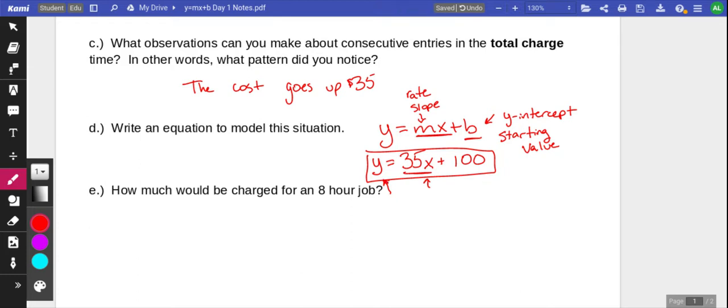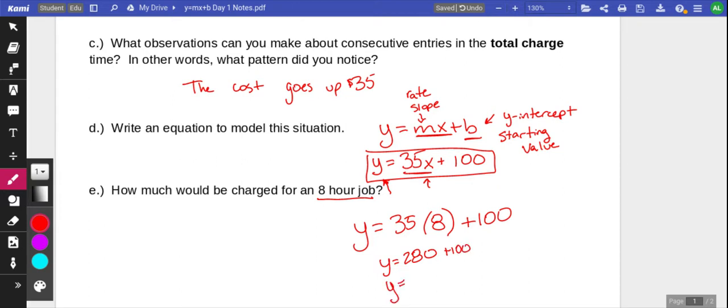So when it says how much would we charge for an 8-hour job, the X in this scenario is hours. We're going to plug it in for X. So we get 35 times 8, it's a long plumbing job, plus 100. I don't know what 35 times 8 is off the top of my head, so I'm getting my calculator. All right, 35 times 8 is 280, plus 100. I bet some of you did that in your head. Some of you are better at mental math than me. All right, 280 plus 100, we get 380. So final answer here, $380.